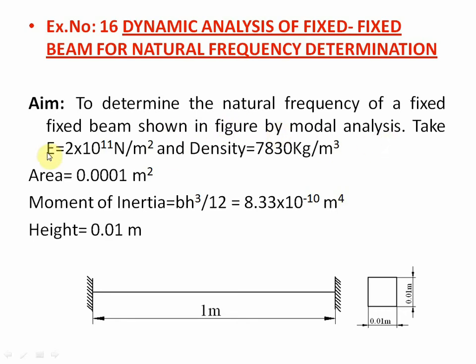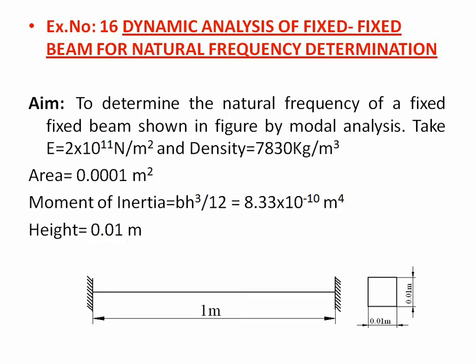Young's modulus is given as 2 into 10 raised to 11 Newton per meter square and density is given as 7830 kg per cubic meter. So area is 0.01 into 0.01, so you will get 0.0001 meter square. Moment of inertia will be 0.01 into 0.01 cube divided by 12, which will come 8.33 into 10 raised to minus 10 meter raised to 4, and height is equal to 0.01 meter.